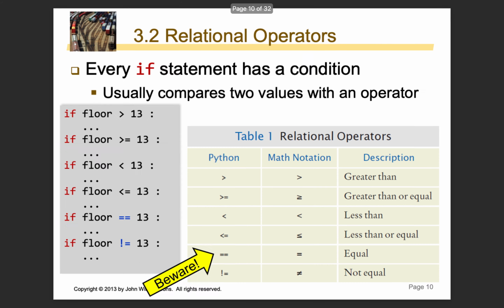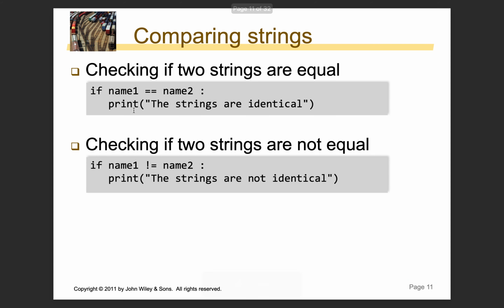Okay, so we've looked at comparing the integer value stored inside a variable with another integer. Well, we can also compare strings. So we can check if two strings are the same. So if name1 equals name2, print, the strings are identical. We could also use an if name1, and then this is the symbol for not equal to, name2, print, the strings are not identical.